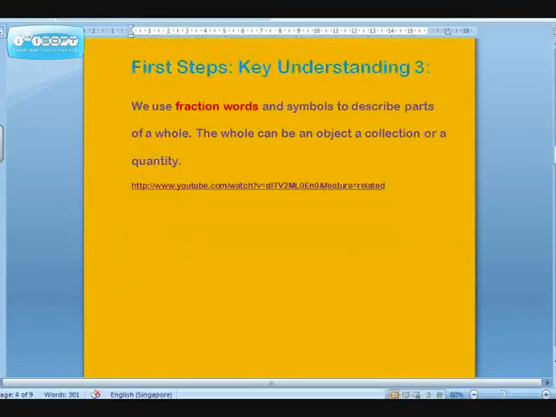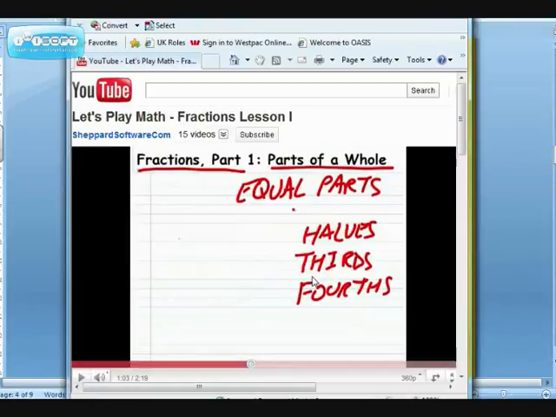Key understanding area 3 asks that we use fraction words and symbols to describe parts of the whole. The whole can be an object or a collection or a quantity. And again, words are really important, so we relay the correct words to use to the kids.